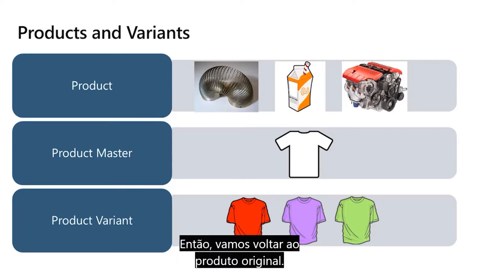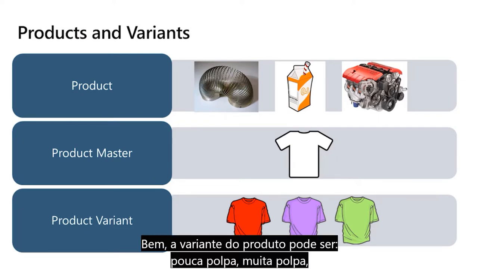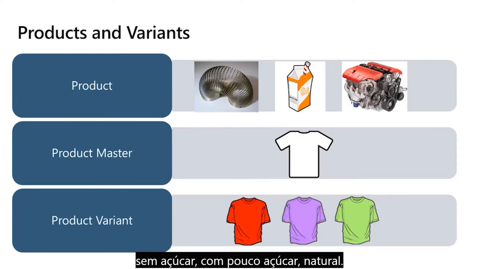So, let's go back to our original product. Maybe we have orange juice as a product, but then we have the carton with the base ingredients. Well, a product variant could be low pulp, high pulp, no sugar, low sugar, sugar-free, all of those different things.